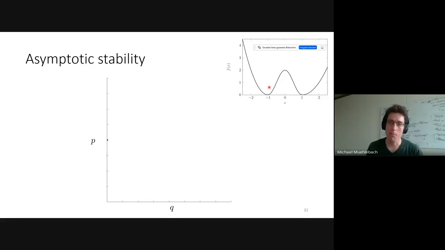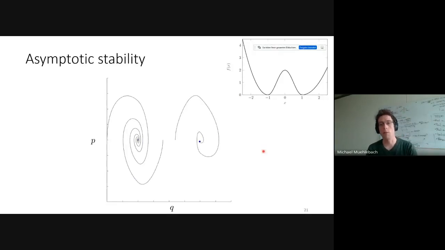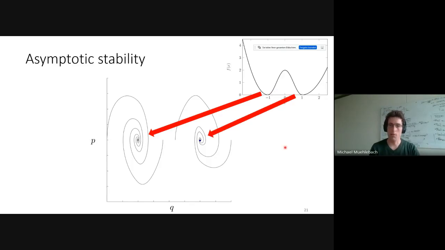Here's a very simple example. We have this one-dimensional function which has two local minima, and I initialize the continuous time dynamics from different initial conditions. As you can imagine, depending on where you start, you converge either to the first local minimum or the second local minimum. So the stability question would be: can you determine the region of attraction of each of these local minima?